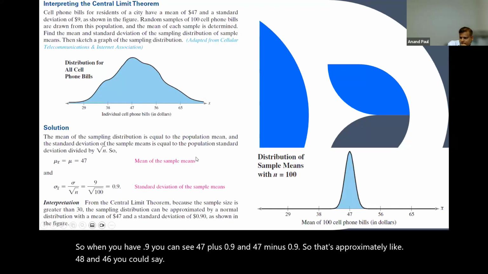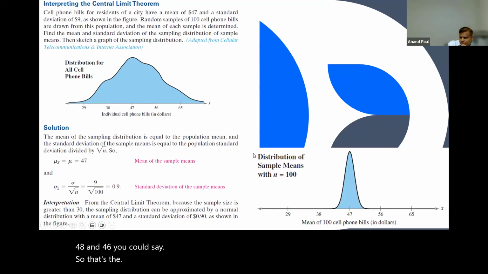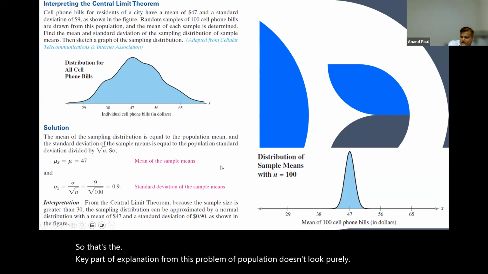So that's the key part of the explanation for this problem, where the population doesn't look purely like a bell curve, but the sample does.